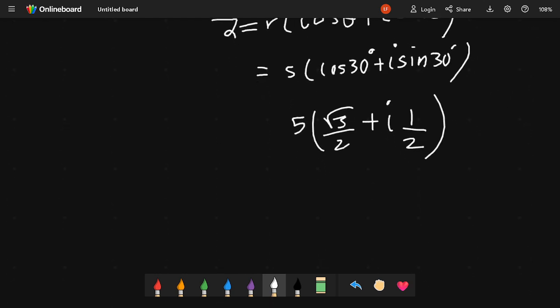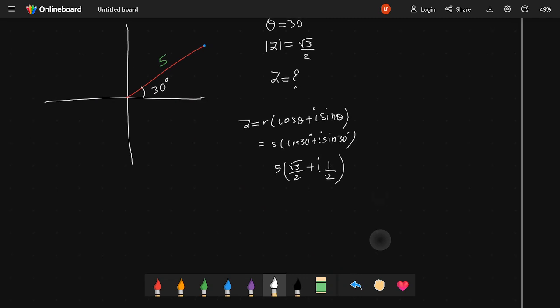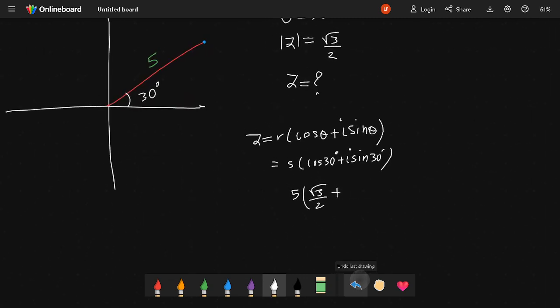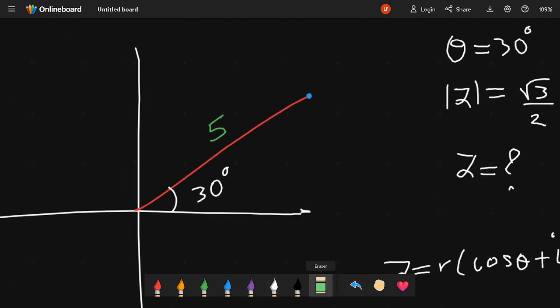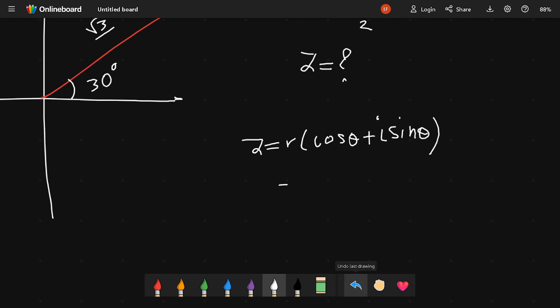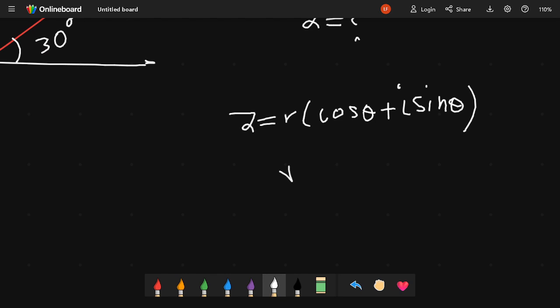So I gave it, my bad. So actually, here, your modulus is the square root of 3 over 2. And if we solve this, we're going to get the square root of 3 over 2 times cosine of 30, which is the square root of 3 over 2, plus I times 1 over 2, which is just I over 2.